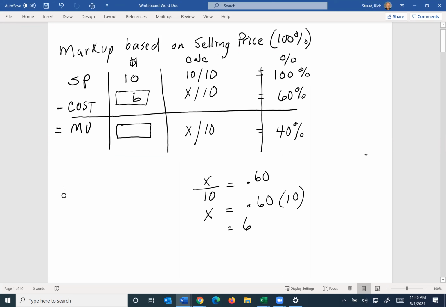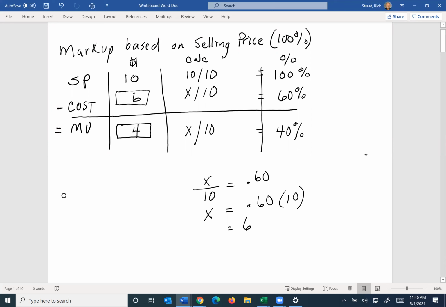And now you could do that same calculation right here for 40%, or you can just simply take 10 minus 6 equals 4. And any question that you might have about this product can now be manipulated. And if you have this set up in a spreadsheet, you could do a what if or sensitivity analysis and say, well, what if I can drive down my costs? What happens to my markup?